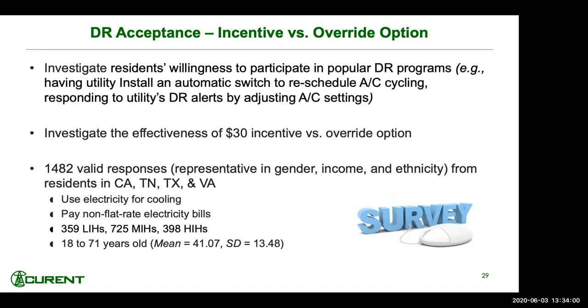We want to get a variety of different states, and we have a representative population from each state in terms of gender, income, and ethnicity. By the way, I also published this article. So we also look at 3 different income levels: low income, medium income, and high income, to compare the differences.